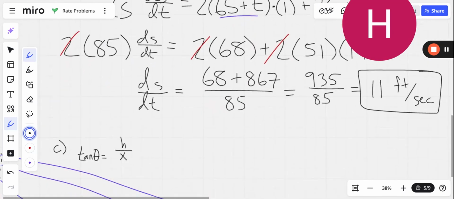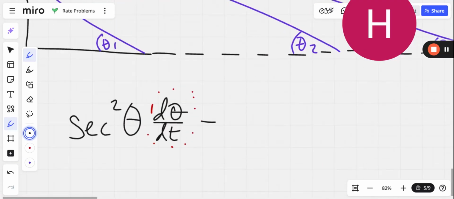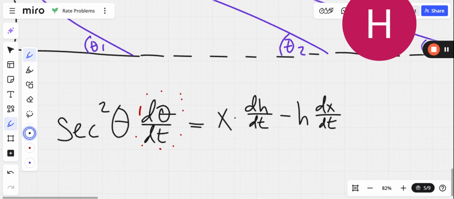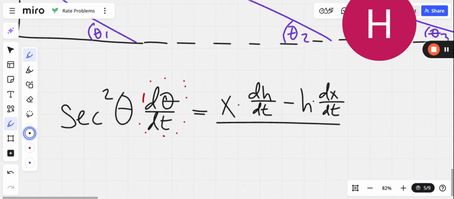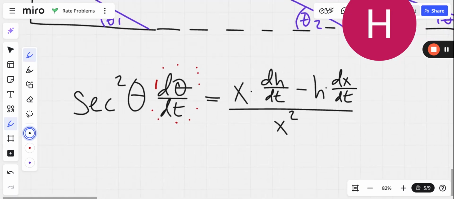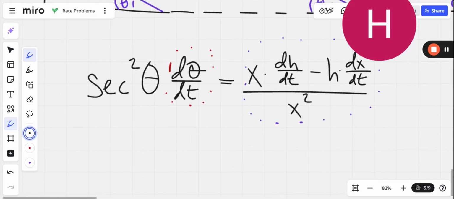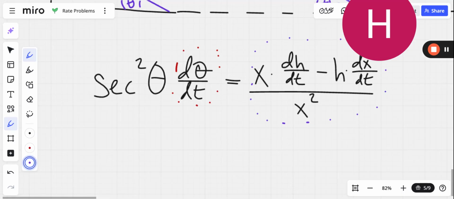And now we can go ahead and do that by taking the derivative, secant squared d theta dt. And then on the right side, we need to use the quotient rule. So we're going to have, however you've memorized it is fine, low d high, x dh dt, minus high d low, h times dx dt, all over the low. It's x squared. So we have information about pretty much everything here: x, h, dh dt, dx dt at that time.